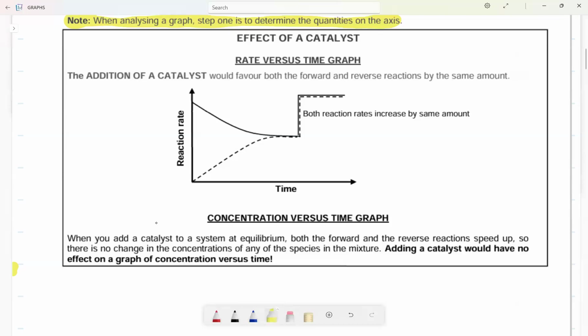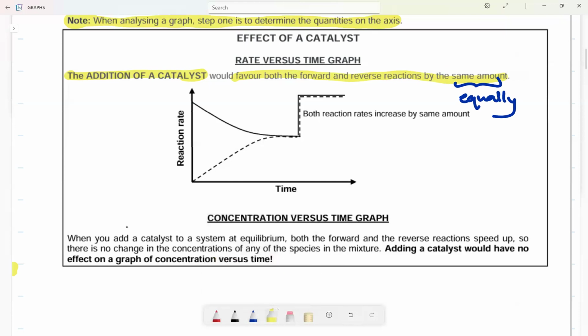Now let's see. The addition of a catalyst will favor both the forward and reverse reaction by the same amount. What does by the same amount mean? Favor both by the same amount, meaning equally.